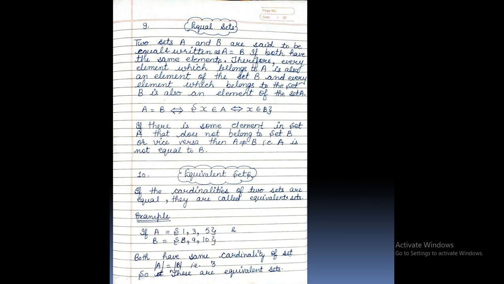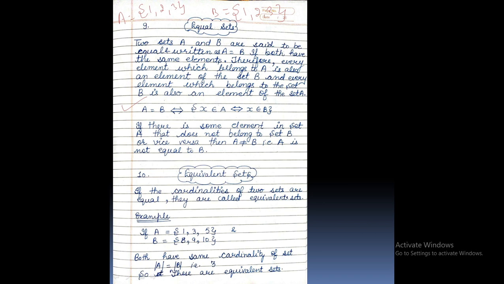Now next point is equal sets. Two sets A and B are said to be equal, or you can say A is equal to B, if both have the same elements, therefore every element which belongs to A is also an element of set B. Every element which belongs to set B is also an element of set A. Means if we take here A is equal to 1, 2, 3, and if we take in B set 1, 2, 3, that means both elements are same. Every element is present in B and B's elements are present in A. So here you can say A is equal to B, and X belongs to A is equal to X belongs to B. These are the equal sets.